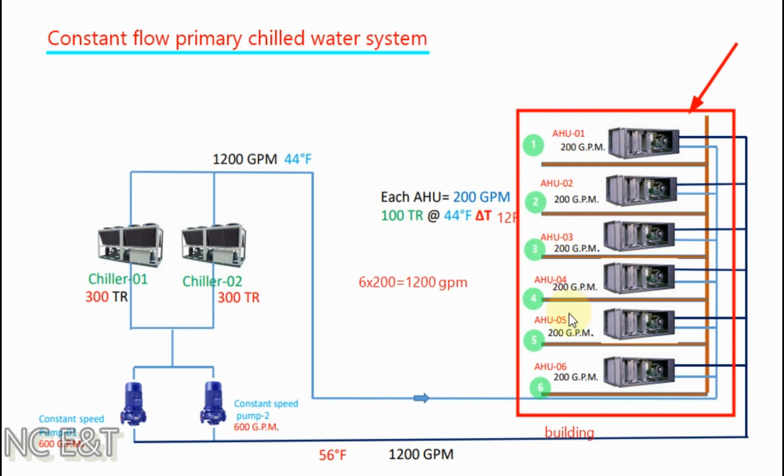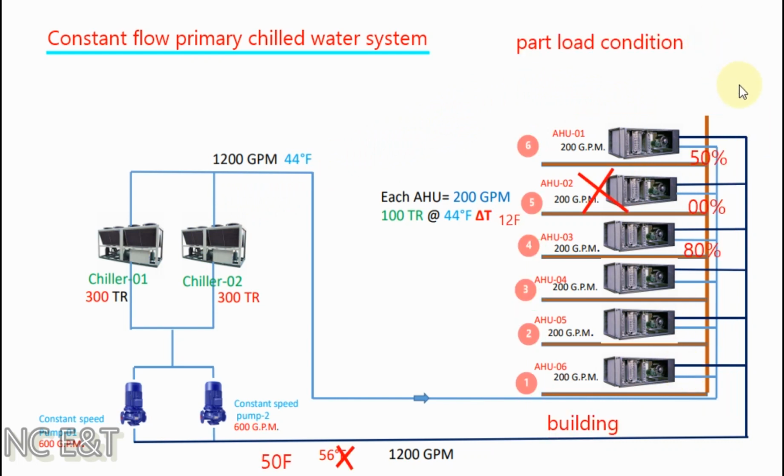So at full load condition, this 1200 GPM will flow through the pump, then the chiller, and the whole chilled water GPM will pass through the AHUs. None of this chilled water flow will bypass the AHU.